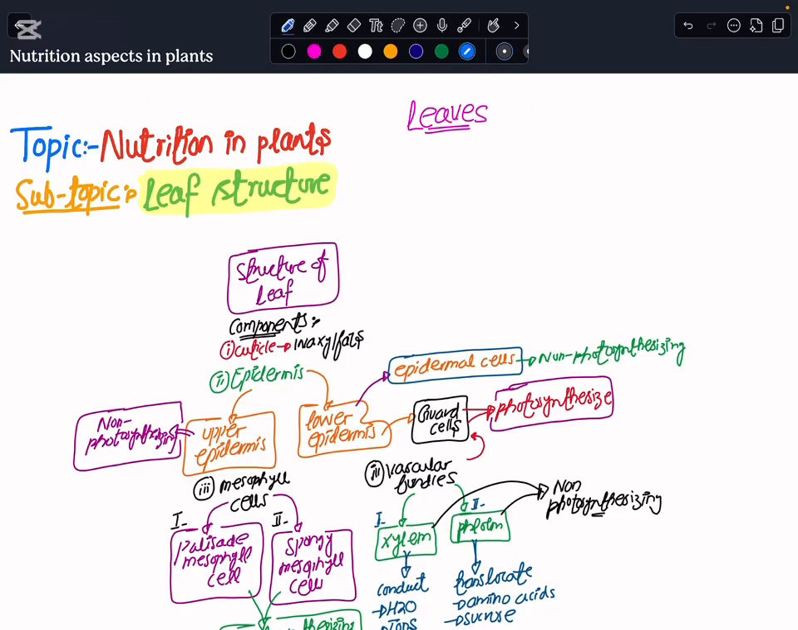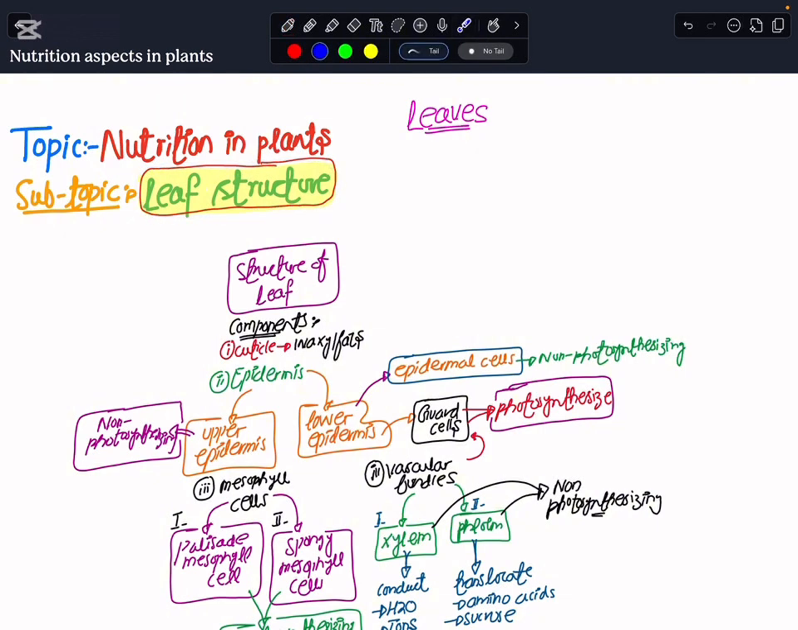Now, the plants are autotrophs, and by autotrophs we mean that plants make their own food, and that makes them producers. And photosynthesis takes place in the leaves. So our concept of the leaf structure should be very clear, and we must be able to link the parts of the leaf to how they are adapted for performing photosynthesis.